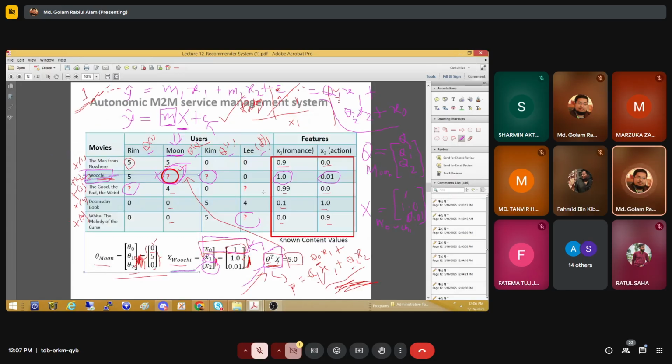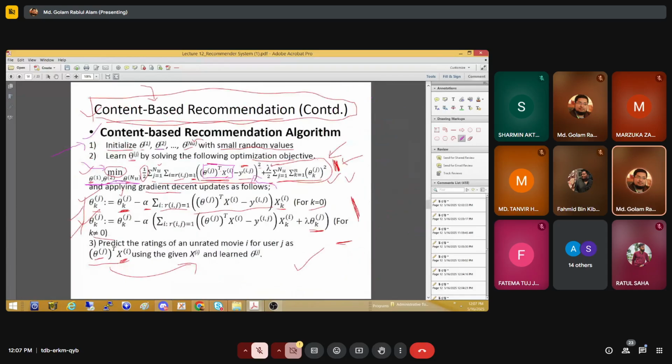So these are the y values already given, the actual values. So prediction minus actual gives us the residual. And then there is a square, a square residual, and we have to sum up for all. That is the sum of square residuals.